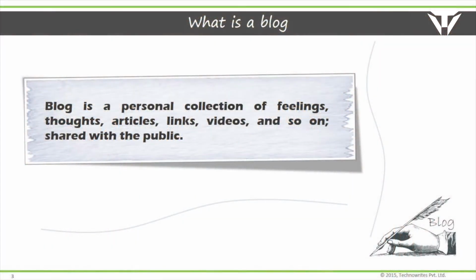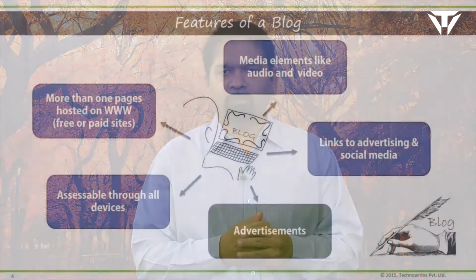A blog actually goes beyond that, in the sense that a blog has much more than just the articles or the text. A blog today may even have things like links, videos, and so on. Here is the most important point. A blog will be shared with the public. So a blog is a public document, unlike a personal diary. Whatever you write on the blog is actually being shared with everybody on the internet.